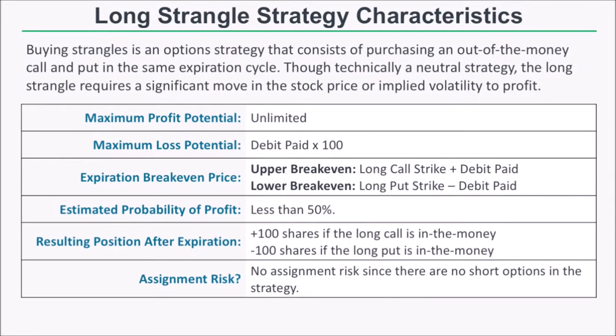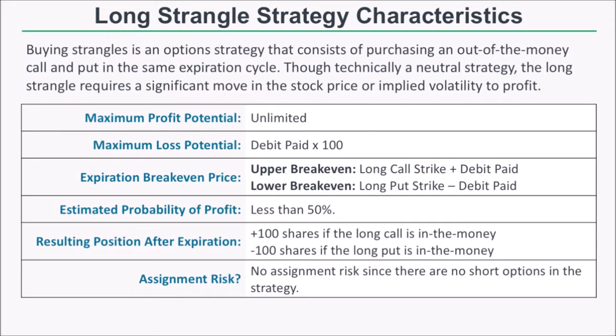All right, so the long strangle is simply when you buy a strangle. Buying a strangle is an option strategy that consists of purchasing an out-of-the-money call and put on a stock in the same expiration cycle. Now, though the long strangle is technically a neutral strategy, it requires a significant movement in the stock price or implied volatility to profit. So when you buy a strangle, you need the stock price to move up or down significantly, or you need implied volatility to increase in order to turn a profit.